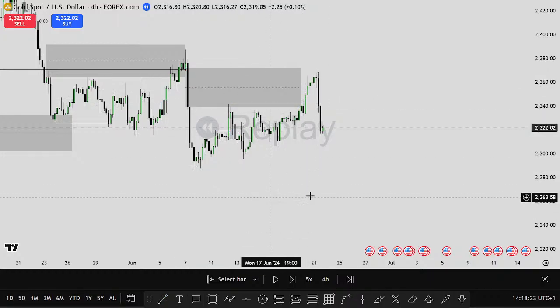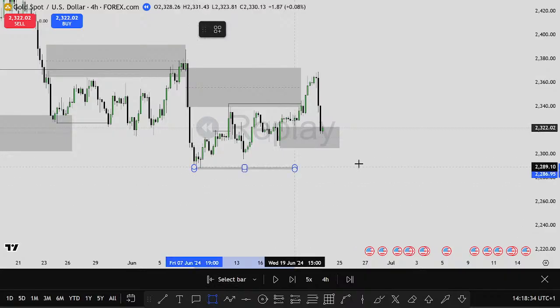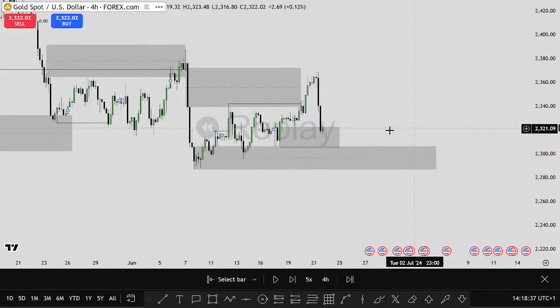So if price is going to go from where it is now, we have this unmitigated POI here, right? This one has been mitigated. So even if I thought it probably fails in that POI, I might trust it like this. But then I'm expecting it to go up. But let's see how it goes first.